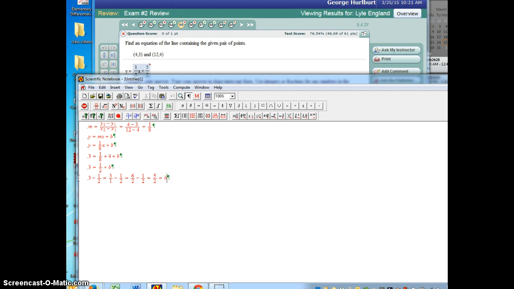Of course, if you have a calculator that can do fractions, which hopefully you do, there's absolutely nothing preventing you from using your calculator to deal with those fractions. You don't need to show me this work. You're more than welcome to use your calculator. All right, so final answer is y equals 1/8 x plus 5 halves.